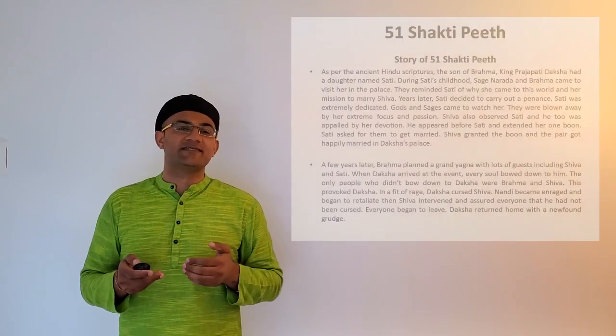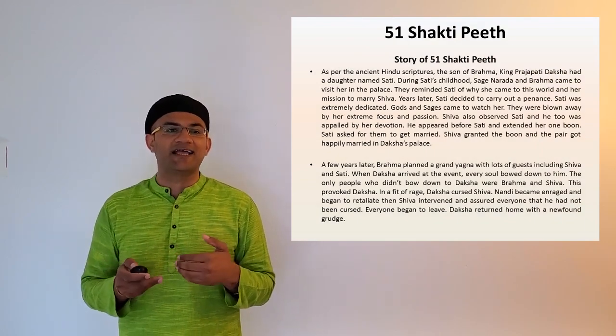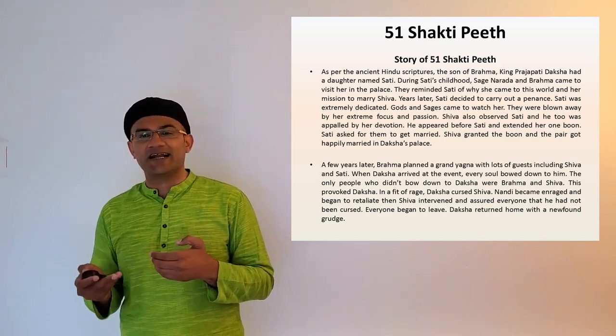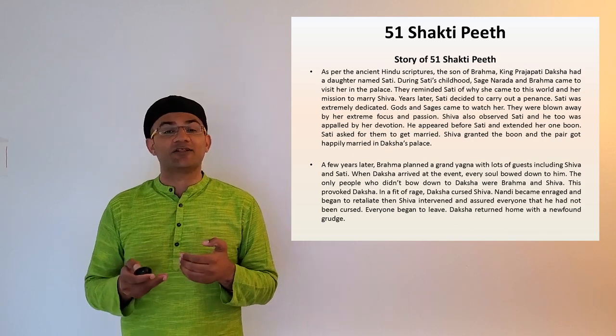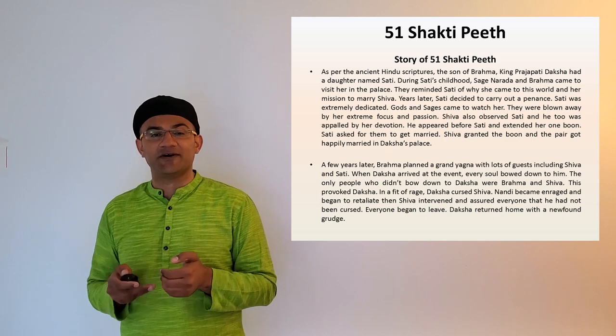Then there are 51 Shakti Pitas, and there is a very beautiful legend behind this as well, the story. So what happened there is, as per the ancient Hindu scripture, the son of Brahma, King Prajapati Daksha, had a daughter named Sati. During Sati's childhood, sage Narad and Brahma came to visit her in the palace. They reminded Sati why she came to this world and her mission to marry Shiva.